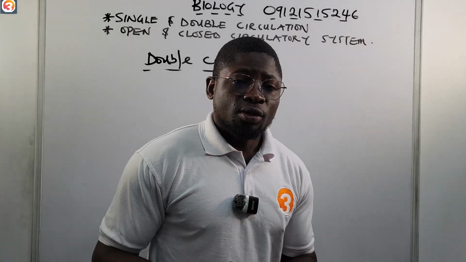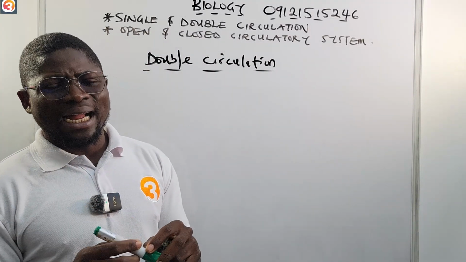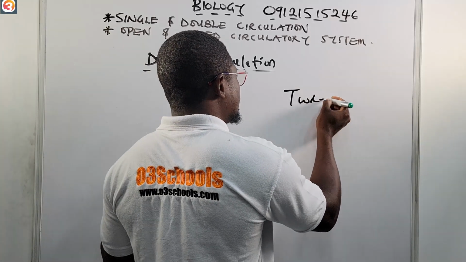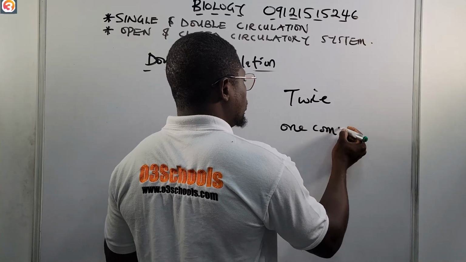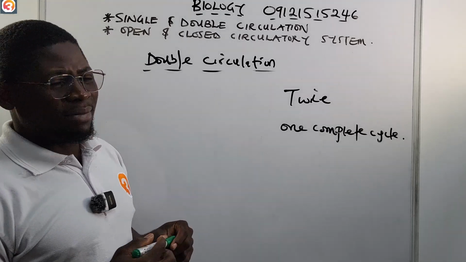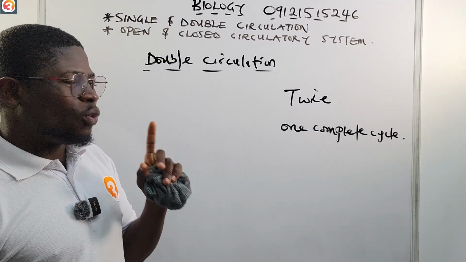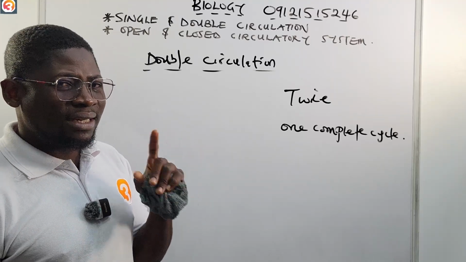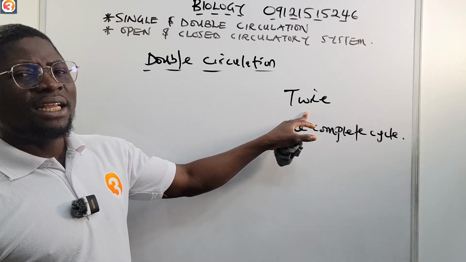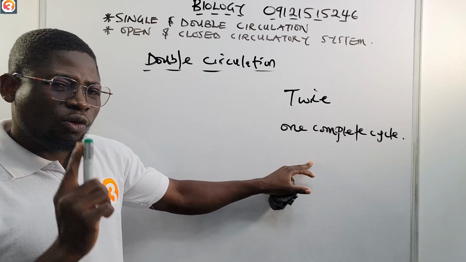In double circulation, it's a mechanism whereby blood flows through the heart twice in one complete circle. From the word double, twice. It's a mechanism through which blood flows through the heart twice in one complete circle.